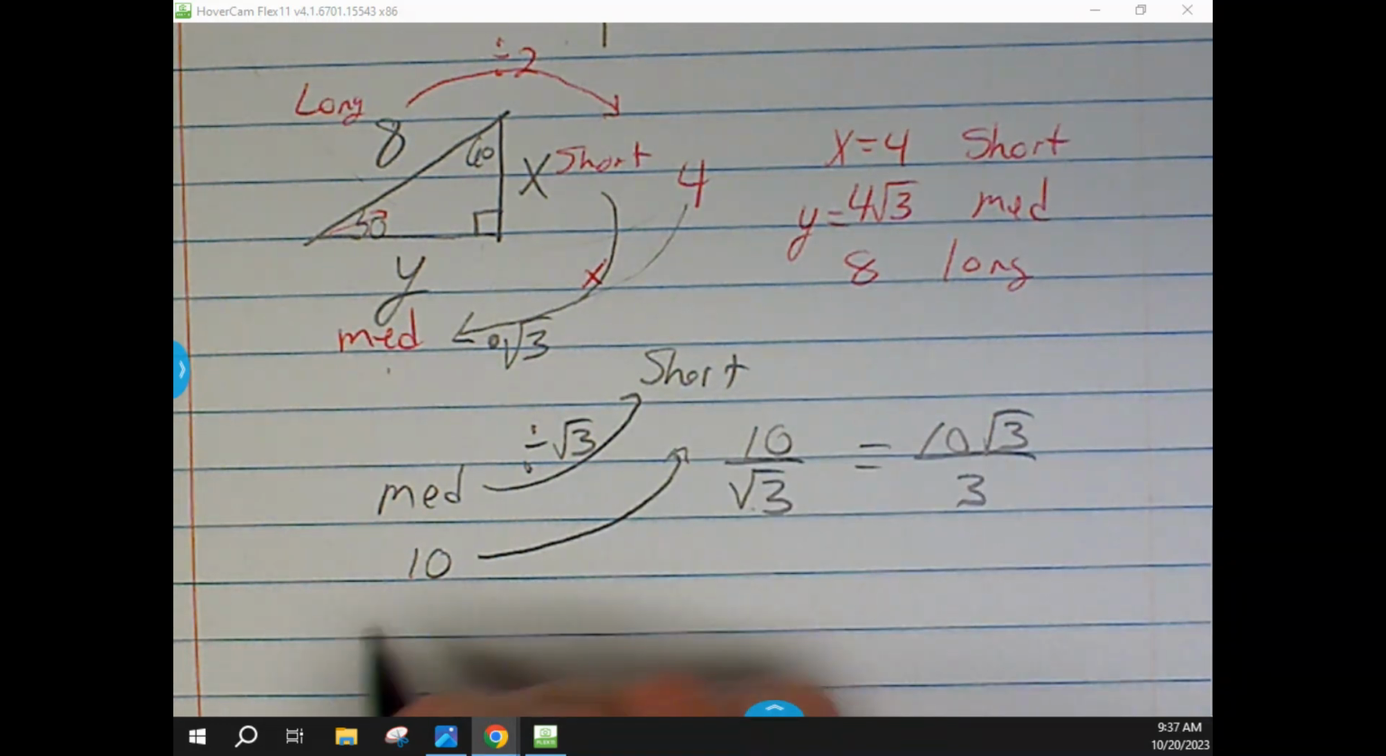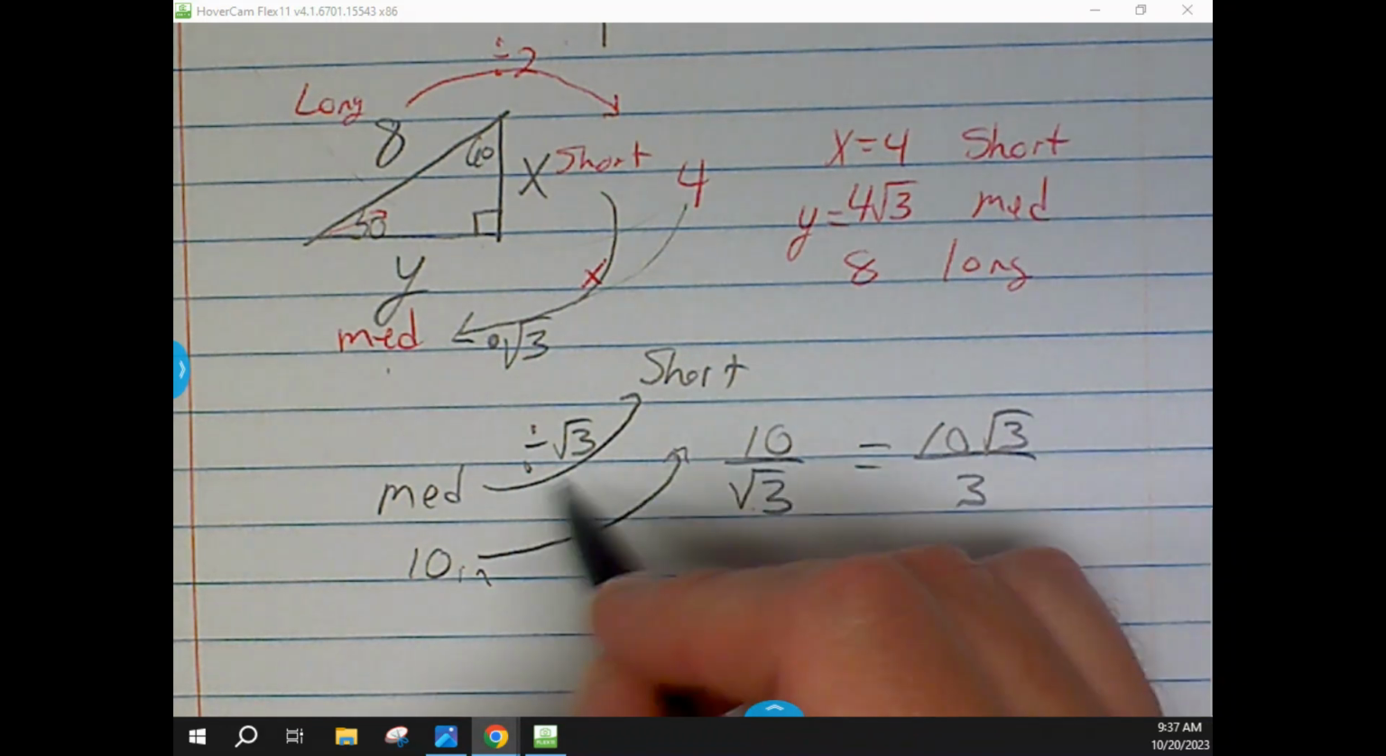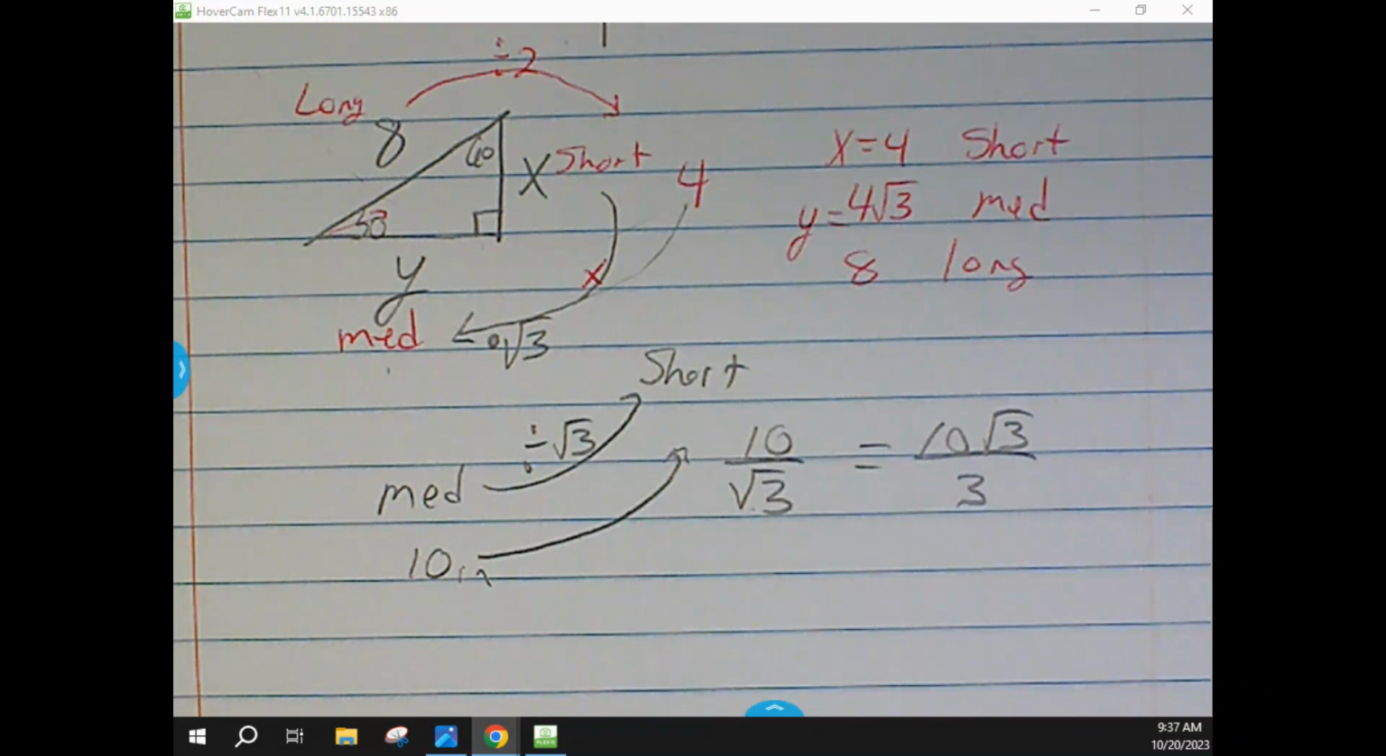So we were doing an example here. What if this thing was 10 inches long? Then if we've got to figure out what the short side is, we've got to take this 10 and divide it by square root of 3.